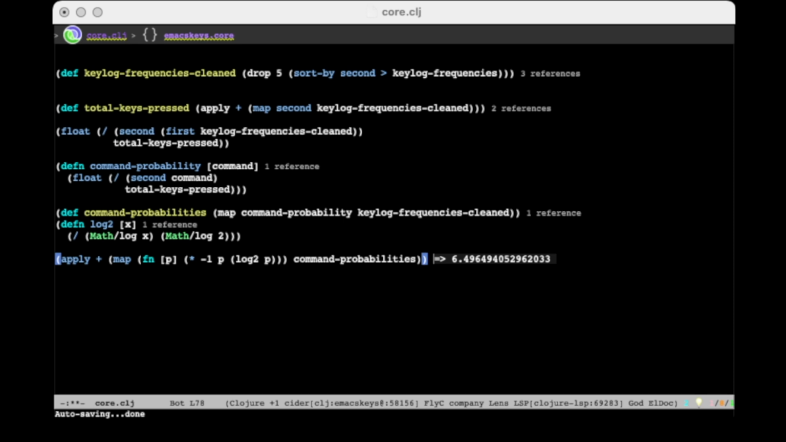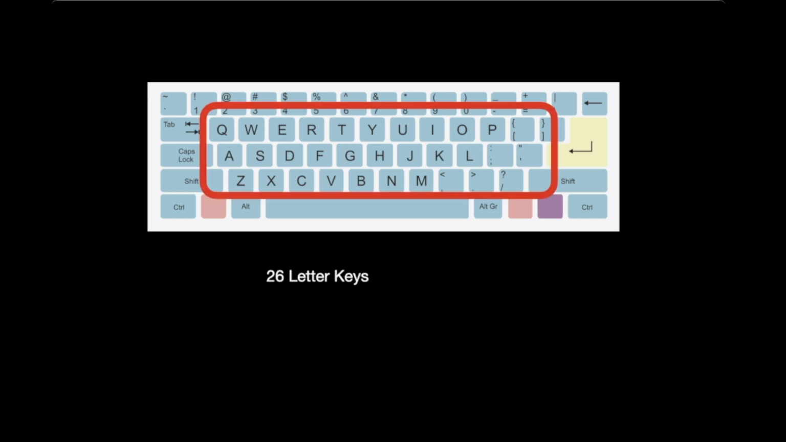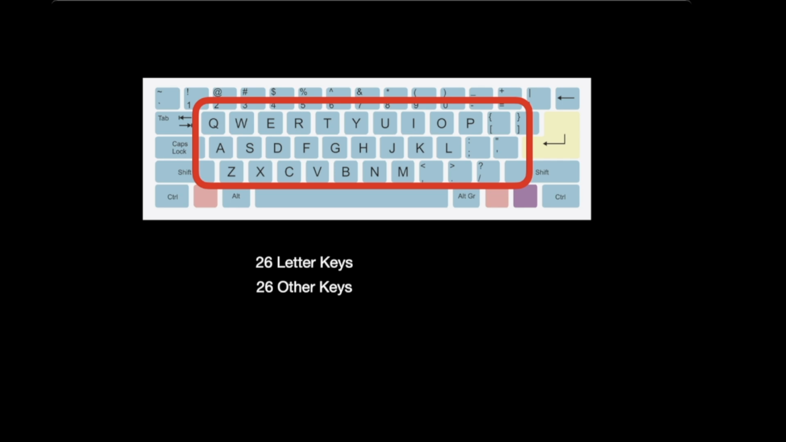But in theory, it should cost me 6.5 bits. But what does that mean in real terms? Well, a standard keyboard has 26 letter keys and 26 other keys available for use. I'm going to assume that we're inside of God mode's action mode, so all keys are available without modifiers. And for the keys that do use modifiers, I'm going to treat them as 2 separate characters.